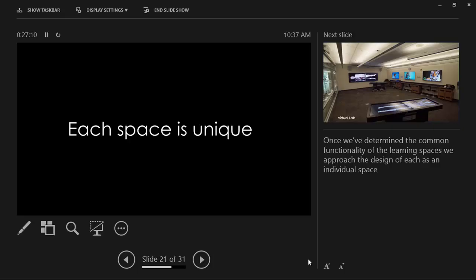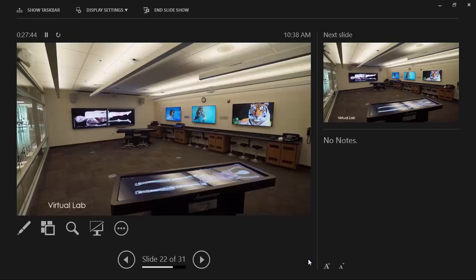Now, of course, each space is unique. Each space has a different set of users, a different set of faculty and staff, and very unique students, learners, that will be using them. So once we had that core technology established, it was time to branch out and see how we make each one of these spaces unique in its own way, so that the technology will be usable by the actual students, the learners in those spaces.